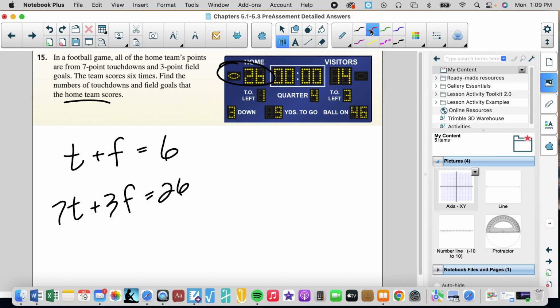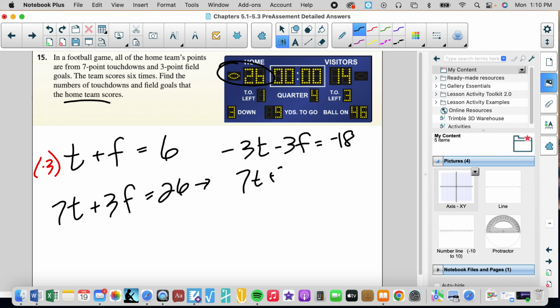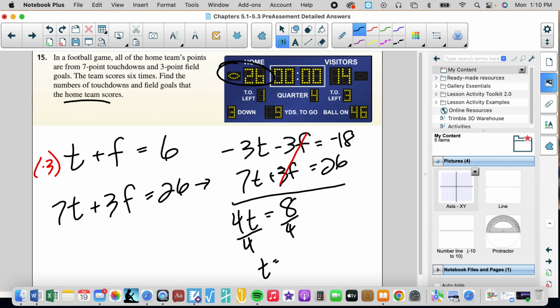Let's use elimination. So I'm going to multiply this by negative 3. I'm going to get rid of the f's. So I get negative 3t minus 3f equals negative 18. Bring this equation, 7t plus 3f equals 26. The f's cancel. That's left with 4t equals 8. 8 divide by 4, divide by 4, t equals 2.